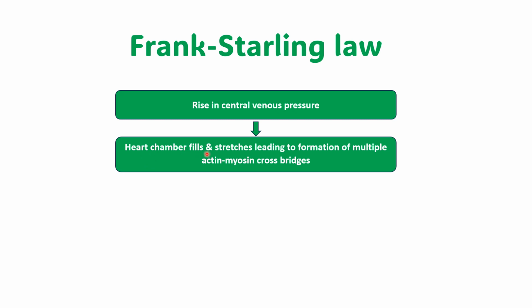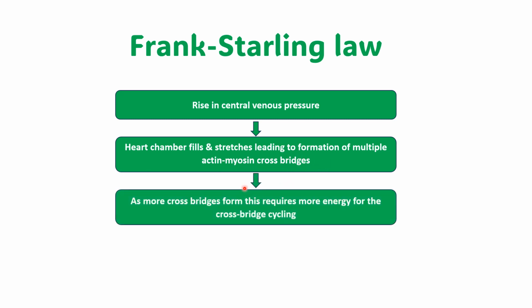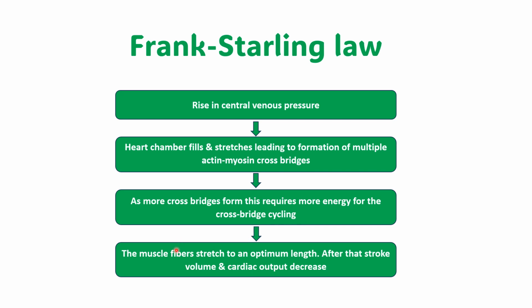So the heart chambers fill. So let's talk about the ventricles. The ventricles fill and stretch, leading to formation of multiple actin-myosin cross bridges. As more cross bridges form, this requires more energy for the cross bridge cycling process. The muscle fibers stretch to an optimum length. After that, the stroke volume and cardiac output decrease.